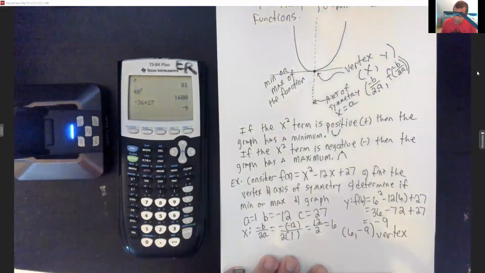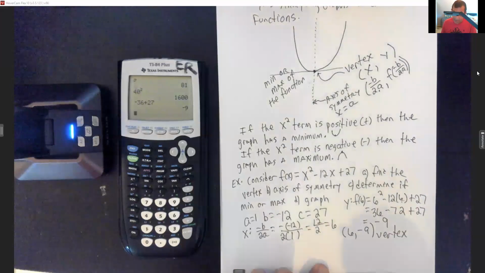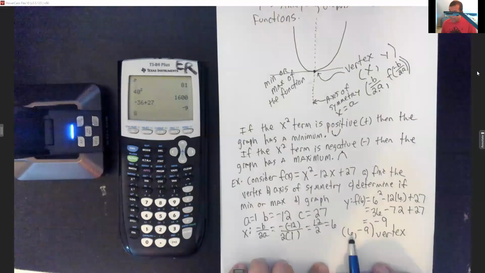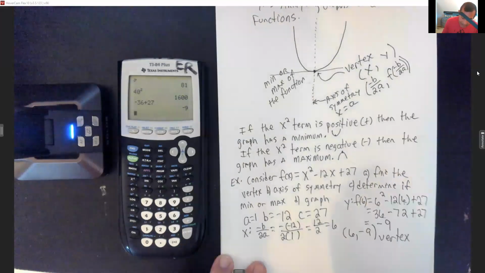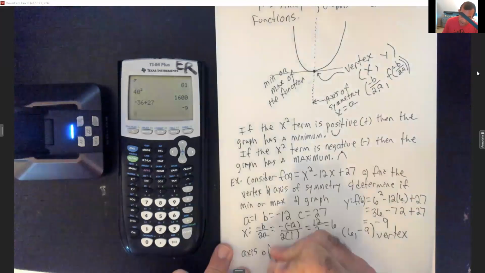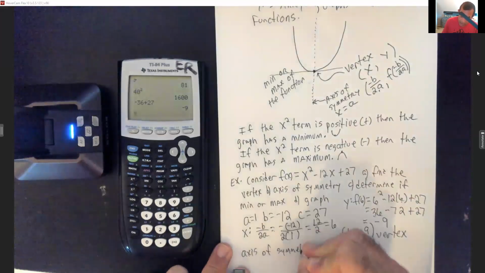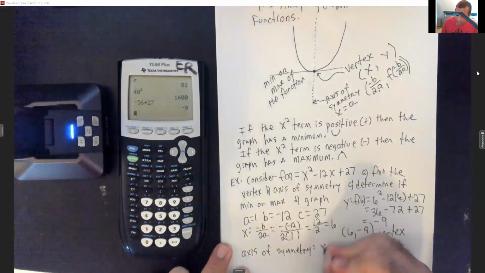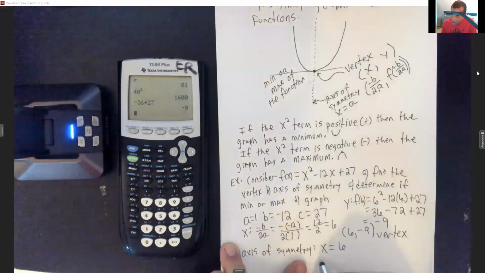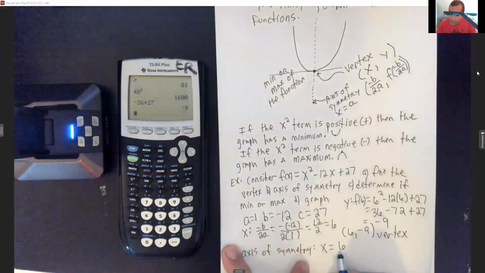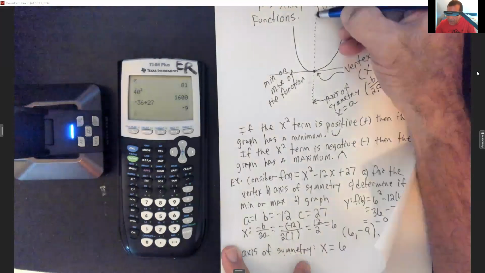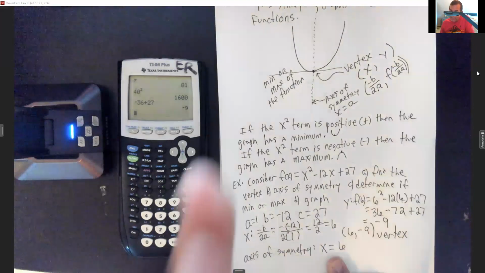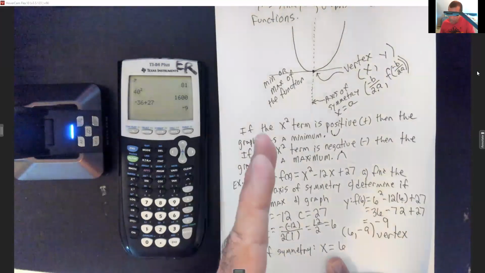Now, B was the axis of symmetry. The axis of symmetry always equals the X value. So the axis of symmetry is going to be X equals 6. Now you have to put that in as an equation also, because it's the whole line, okay? So what that means is, if you drew a vertical line at 6 on the x-axis, you would cut this parabola right in half.